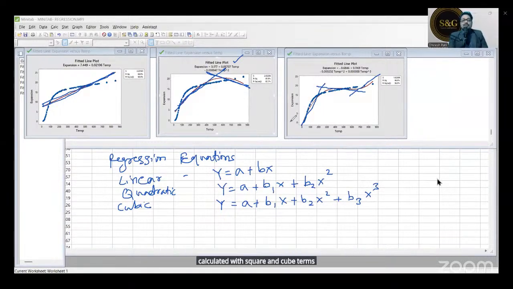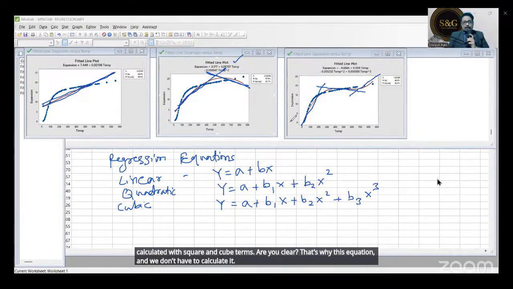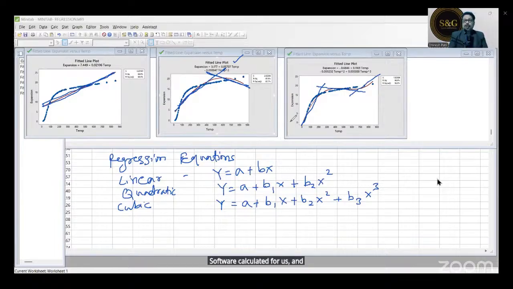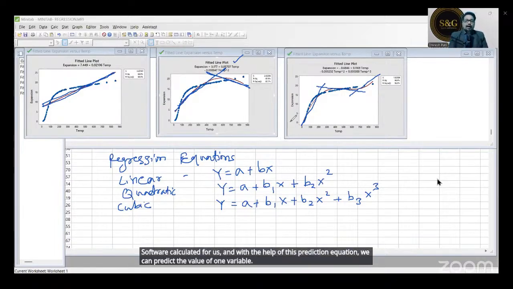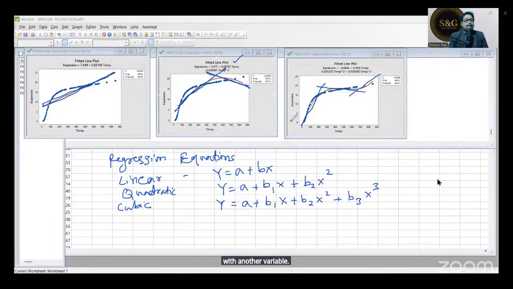Are you clear? We don't have to calculate this equation. Software calculates it for us. And with the help of this prediction equation, we can predict the value of one variable with another variable. Are you clear with this? Just give me yes in the chat box.